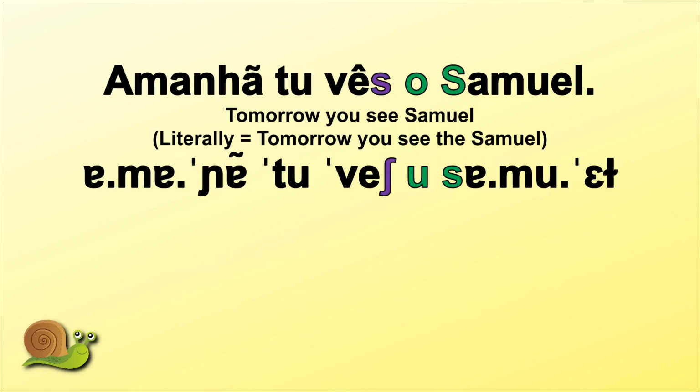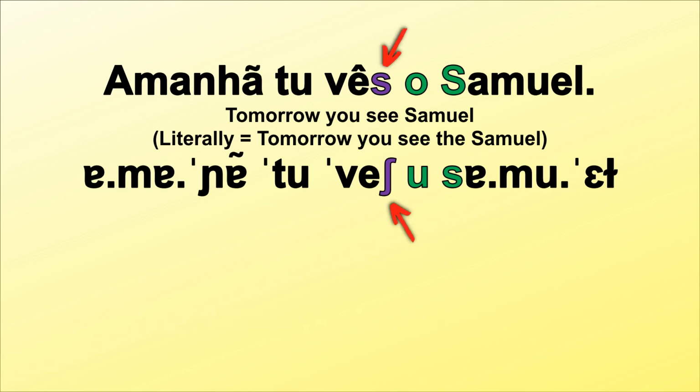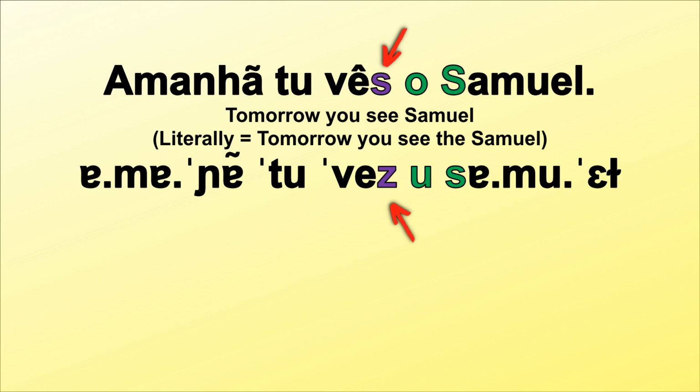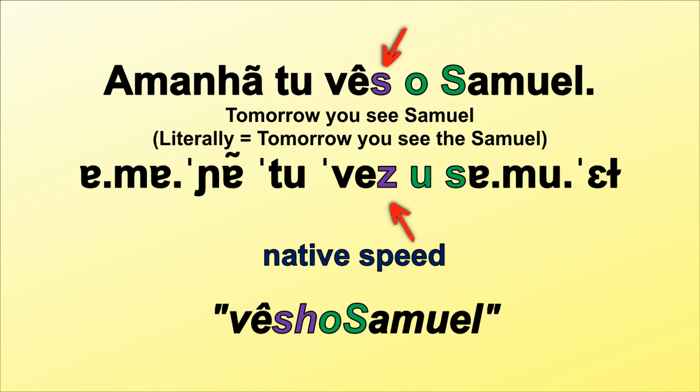Amanhã tu vês o Samuel. In this example, a change is happening to that final sh sound from the word vês again. The standard pronunciation of this word is vesh, but there is a vowel after it, so we change the sound of the S to a Z to make the connection smoother and more fluid, just like in the previous example. Vês o Samuel versus vês o Samuel.